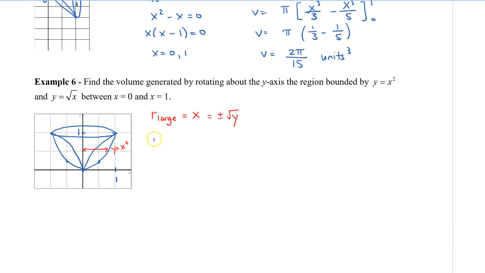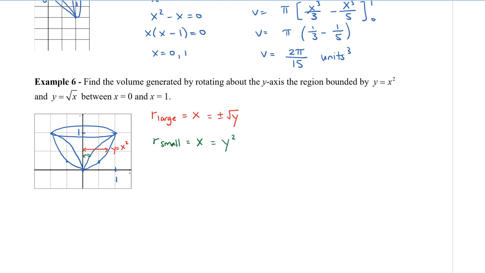The radius of the inner or the small ring will be this distance here. So we're going to take the radius of the large one, and then we can find the radius of the small one from here to here, which is also going to be x. And this is the equation of the second one. So this is going to be x is equal to y squared this time.